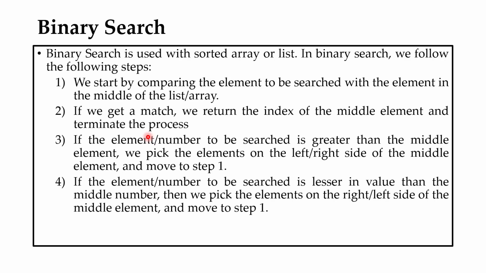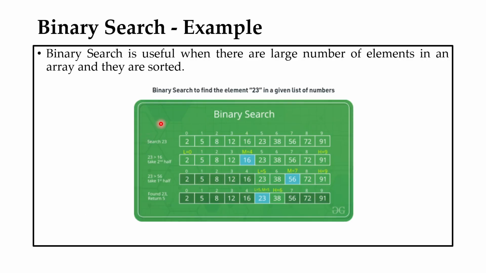Next, we will go for binary search. In binary search, we are going to divide the elements. For example, you can see the elements here. In linear search, we can get the input as an unsorted array, but here it should be a sorted array.